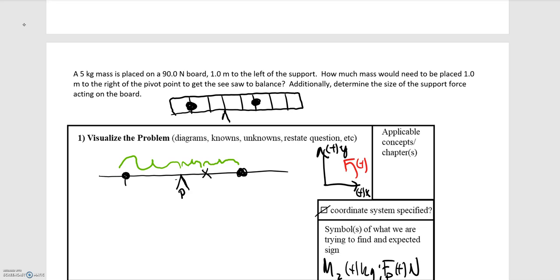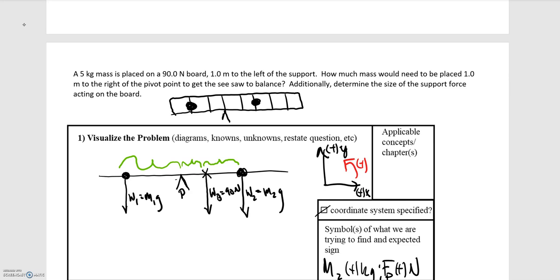Now labeling our forces. From the first block, we have a weight force downwards, W1, that's equal to M1 times g. For the second block, we don't know what the mass is, but that's a weight force W2, equal to M2 times g, and that's ultimately one of the things we're looking for. We know that the board has a weight force of 90 newtons, pointing downwards. So I'm going to call that WB equal to 90 newtons.